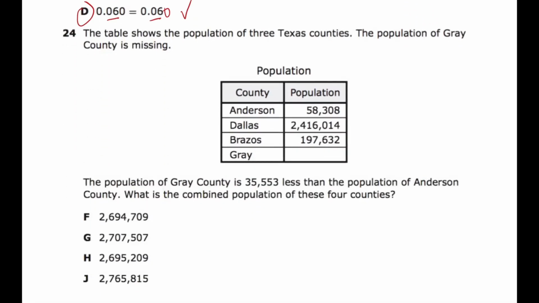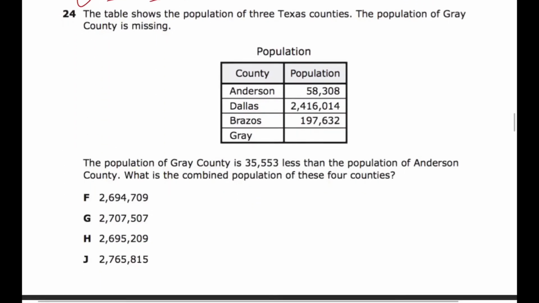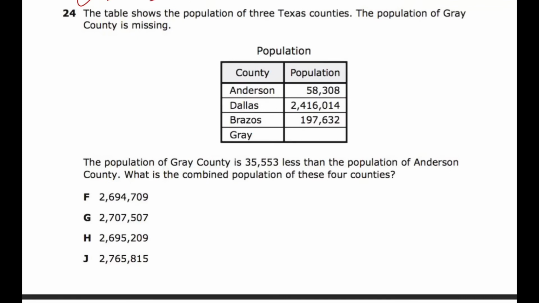Last question for this video. The table shows the population of 3 Texas counties. The population of Gray County is missing. The population of Gray County is 35,553 less than the population of Anderson County. And then the question wants to know what is the combined population of these 4 counties. So it's a multi-step problem with some really nasty numbers.